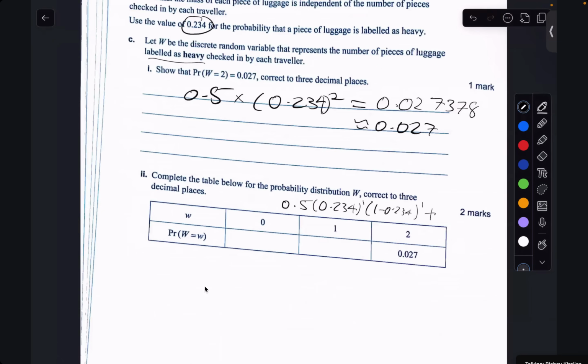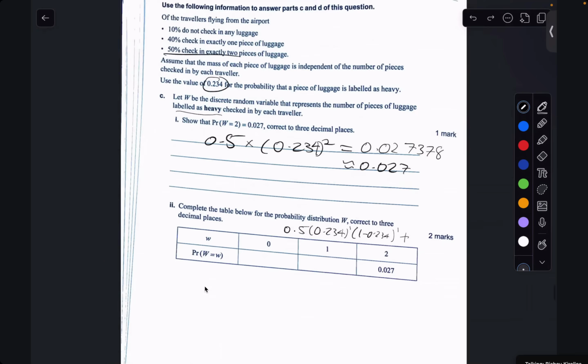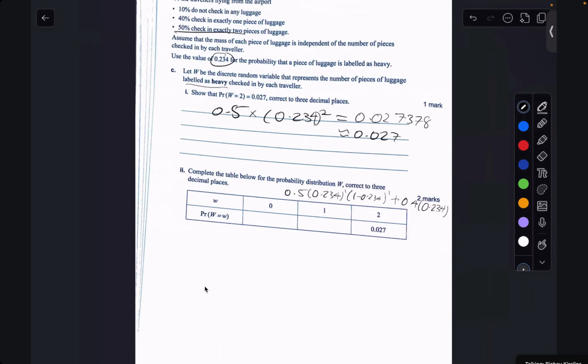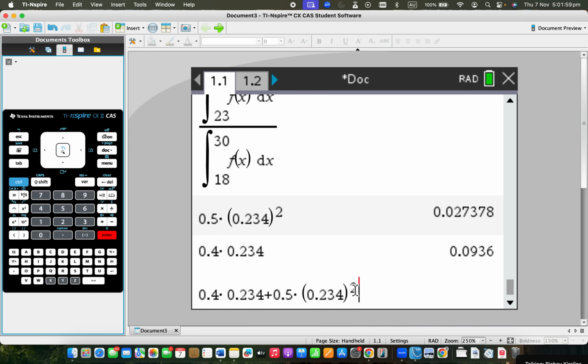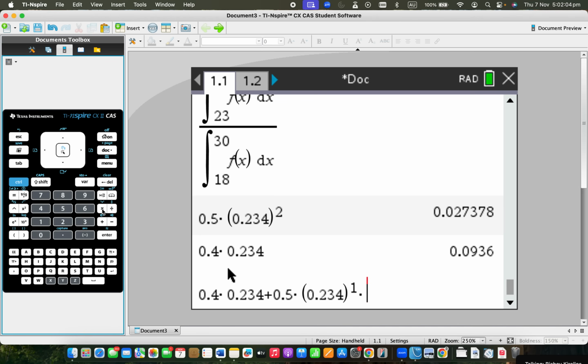And then also, if they do this one, that would be 0.4 times the 0.234 to the power of 1, and that's the only one that's going to be labeled as heavy. And then if they don't check in any luggage, then none of them are labeled as heavy, so that doesn't count. So it should be this plus this to the power of 1 times 1 minus 0.234. Hopefully that's right.